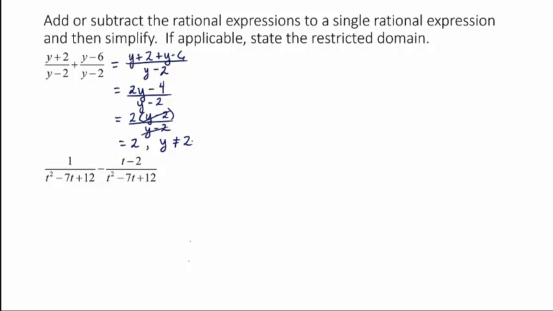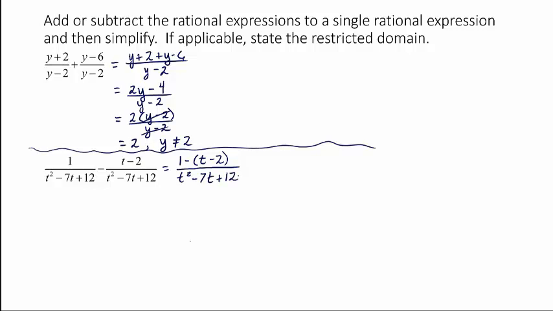So in this next example, I have 1 over t squared minus 7t plus 12 minus t minus 2 over t squared minus 7t plus 12. Okay, so we have a common denominator of t squared minus 7t plus 12, right? So in subtracting the numerators there, I'm going to have 1 minus t minus 2. Okay, I'm writing it this way because I want you to see that we have to subtract that entire numerator, right? And all of this is going to be over t squared minus 7t plus 12, right?